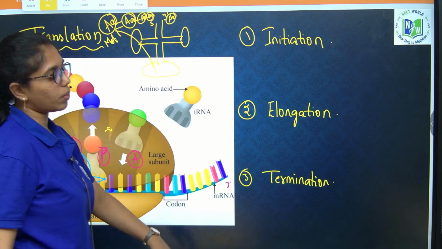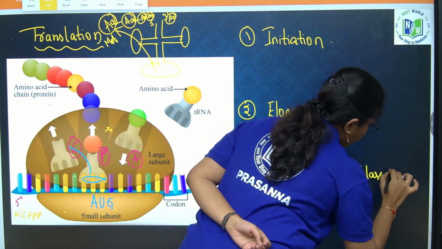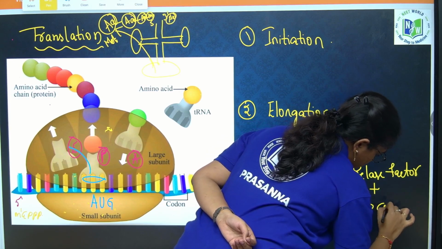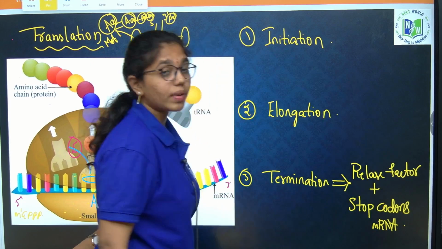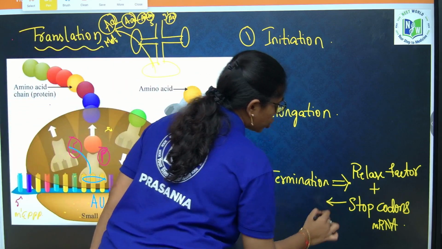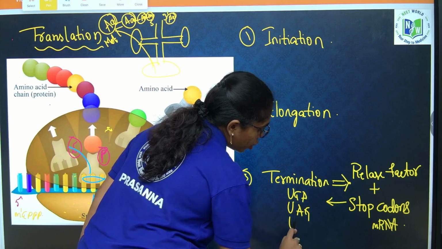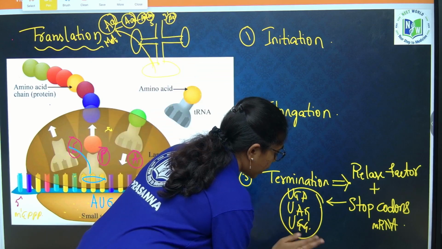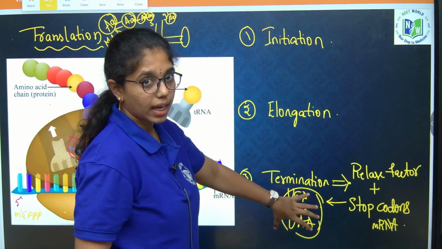In the termination step, what is happening? Release factor will come and attach to the stop codons present in the mRNA. Now you tell me, what are the stop codons we have? UAA, UAG and UGA, these three are stop codons.